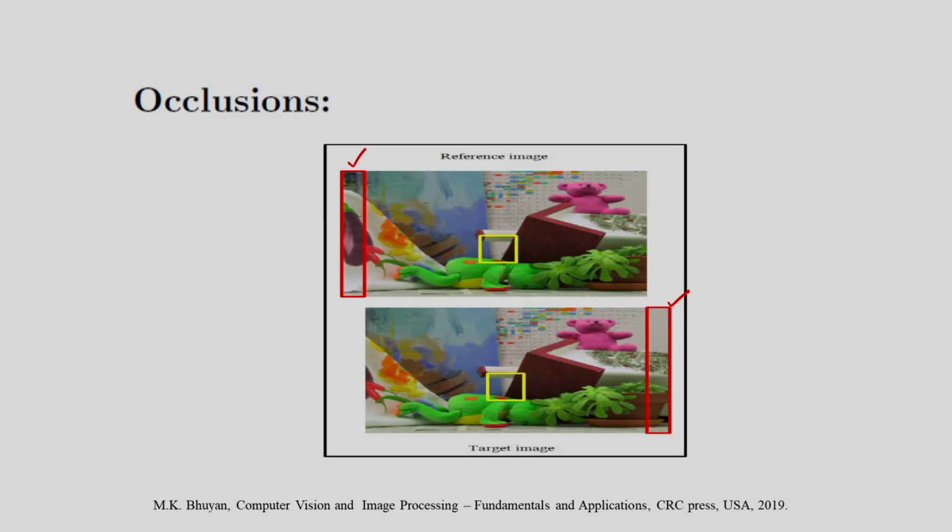Another case is the overlapping of different objects located at different distances from the camera. If I consider this portion, the overlapping of the objects, then in this case also it is very difficult to find the correspondence between the images corresponding to that portion of the image, because that portion is occluded.